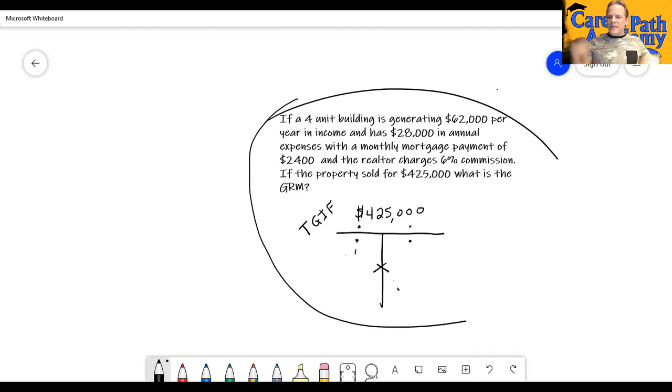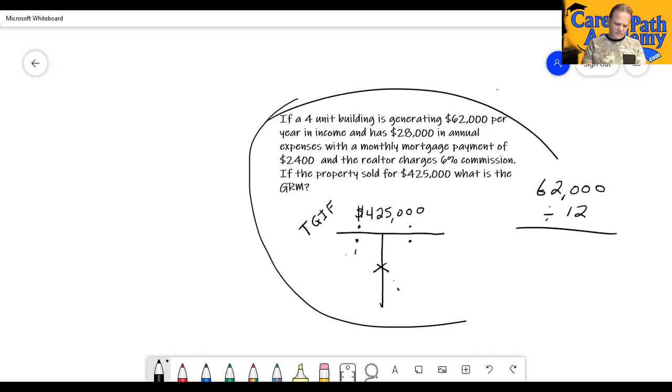So what do we need to figure out the GRM? Gross monthly income and the value. We already got the value, so we plugged it in there. So what's the income on this? Let me see. 4-unit building generating 62,000 per year in income and has 2,800 annual expenses. We don't need the expenses. If it's 62,000 a year that it's earning, just divide that by 12.